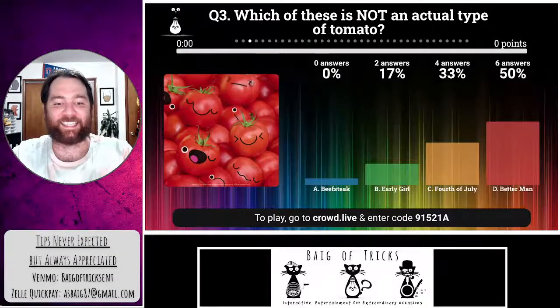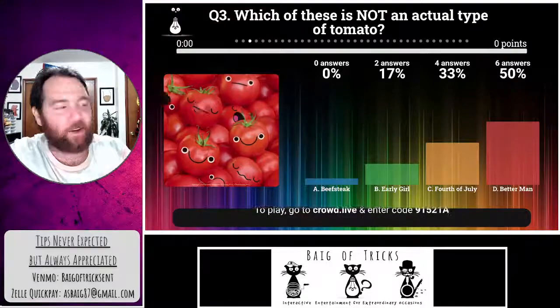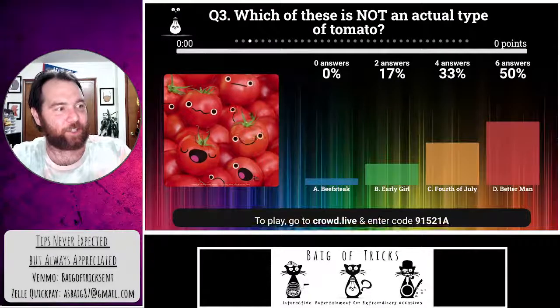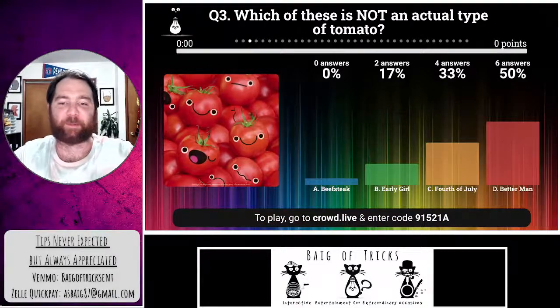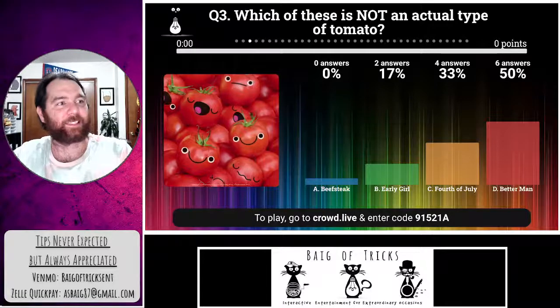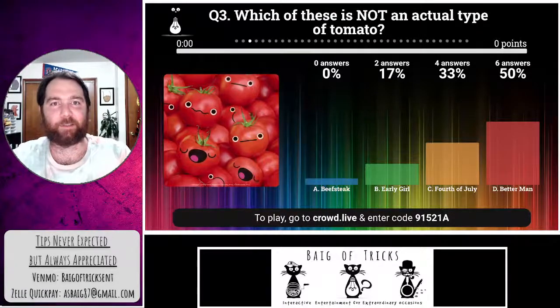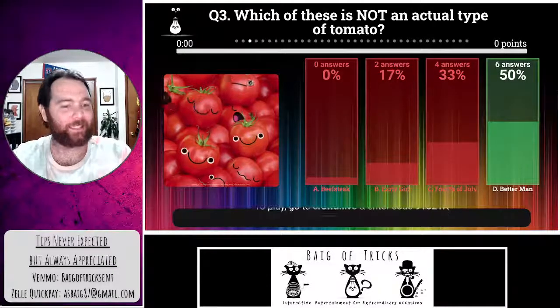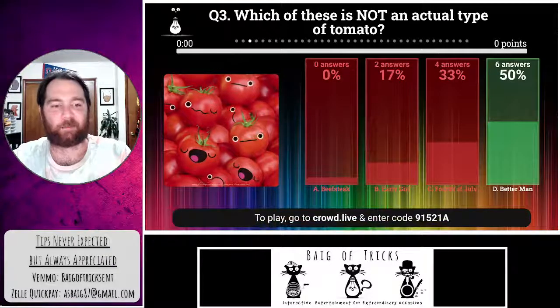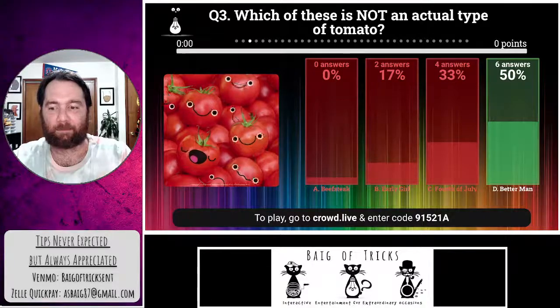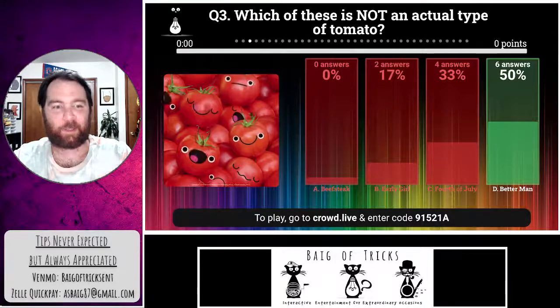All right, everybody's in. And yeah, okay, everybody knows beefsteak tomatoes. That's good. 2 people said early girl. 4 people said 4th of July. 6 people said, you know what? I bet Ollie was listening to Pearl Jam when he was writing questions earlier. And that's correct. Better Man. It's a fantastic Pearl Jam song, but it is not a tomato yet. Maybe it will be.